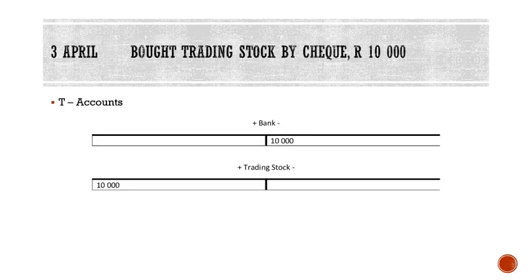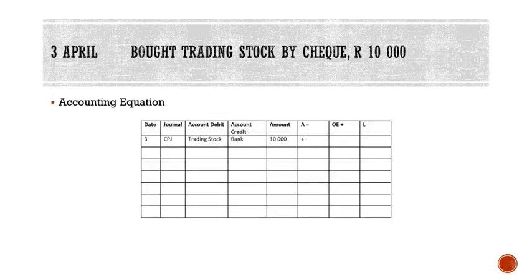Right, so first transaction on the 3rd of April. Bought trading stock by check to the value of 10,000 Rand. Let's have a look at the T accounts. So bank will decrease because the money that we are buying this trading stock with will come out of our bank account, and our trading stock will increase with 10,000 Rand. Remember, bank and trading stock are classified as assets. They will increase in the debit side and decrease in the credit side.